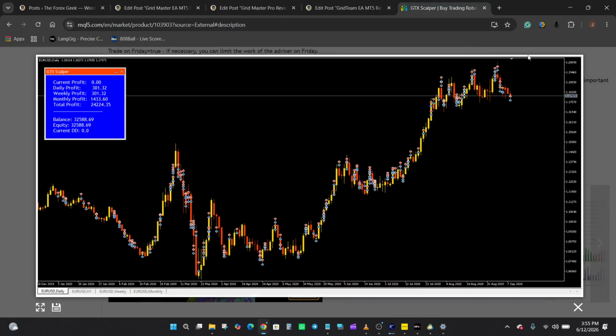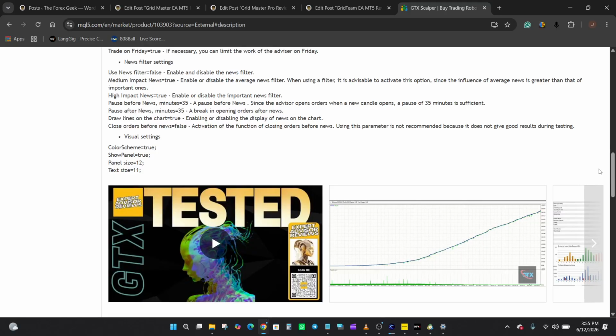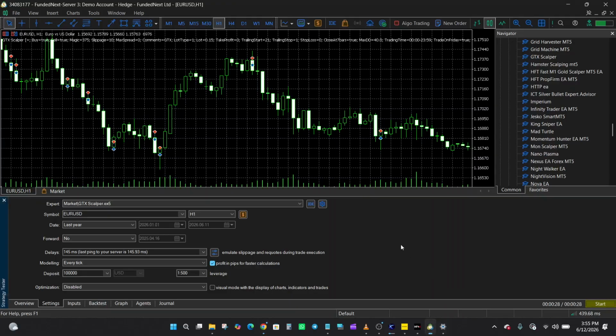But now let's quickly head over to our strategy tester. Let's see how the GTX Scalper EA performed in 2026 over the past 5 months plus. So we are testing GTX Scalper on EURUSD on the H1 time frame, and we're testing from the first day of 2026 till date. For the delays, we're using the last ping to the server, every tick modeling.